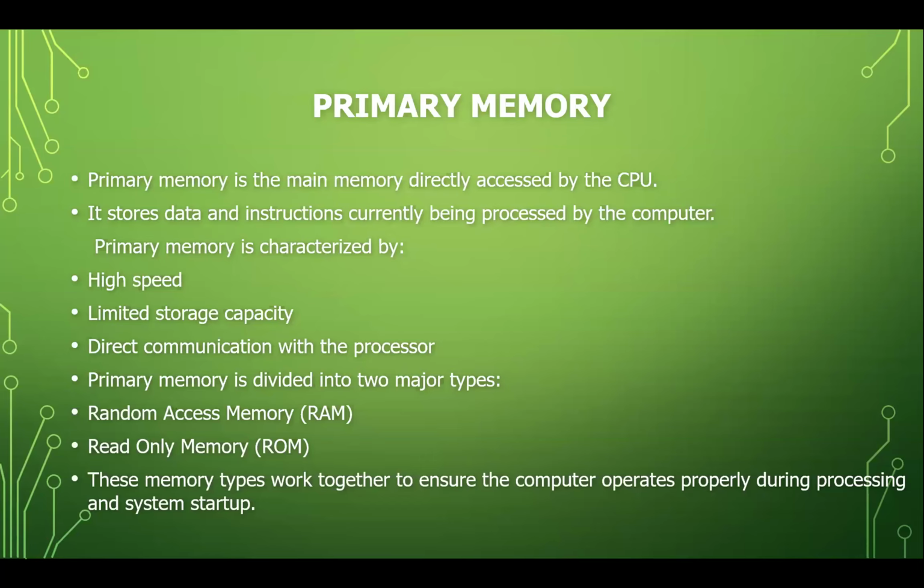For high speed, it is designed to keep up with the processor, which operates at numerous cycles per second, probably billions of them. For limited storage capacity, compared to the hard drives or SSD, the primary storage is relatively very small. In our modern computers, it ranges between 4 gig to 6 gig. These memory types work together to ensure the computer operates properly during processing and system startup.